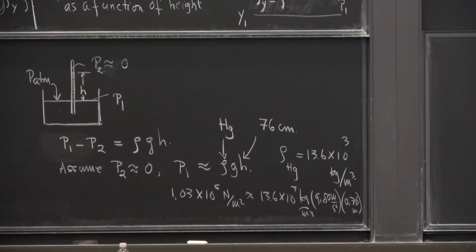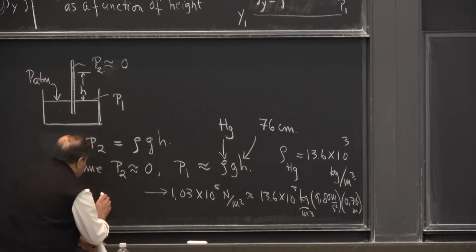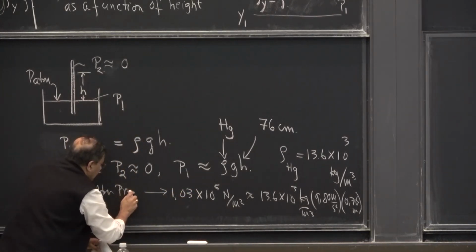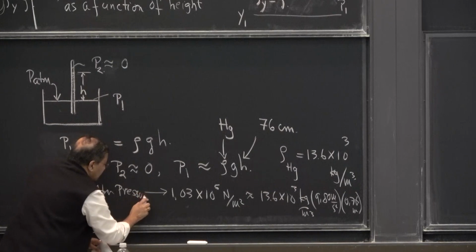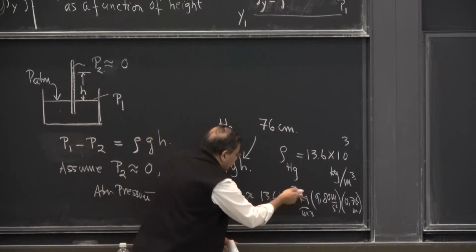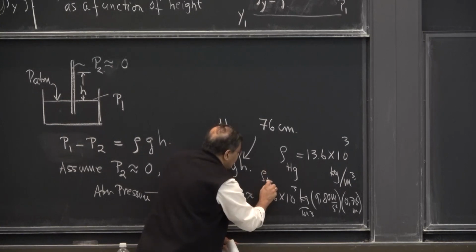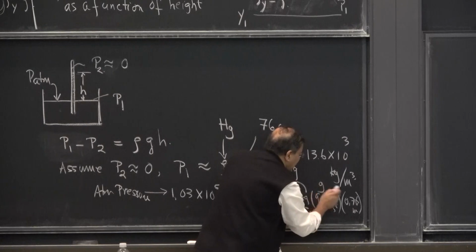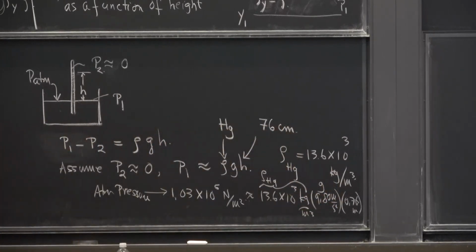So in other words, this is the atmospheric pressure. Remember I told you it's 100,000 newtons per meter square, so that's where this number comes from. The atmospheric pressure is equal to the density of mercury, rho Hg, times g times h, and h is 0.76 meters, 76 centimeters.